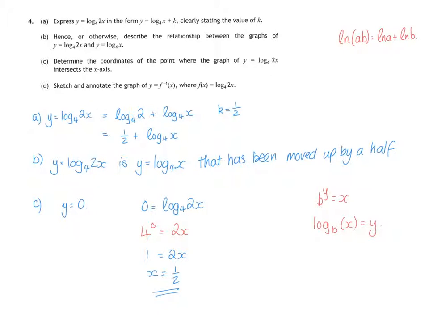Okay, so the marks for this part of the question come for knowing to split up the log like that and then for getting your k as a half. You get 1 for a valid description of what's happened to your graph. You get 1 for equating to 0 and then 1 for getting your x.